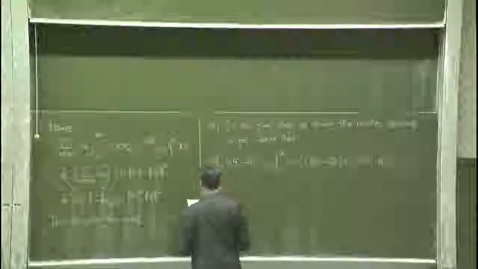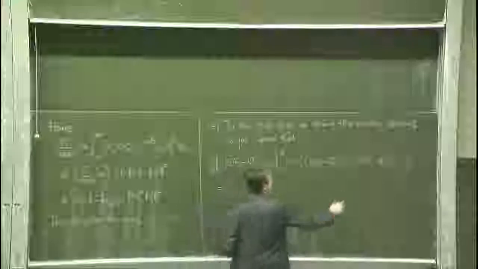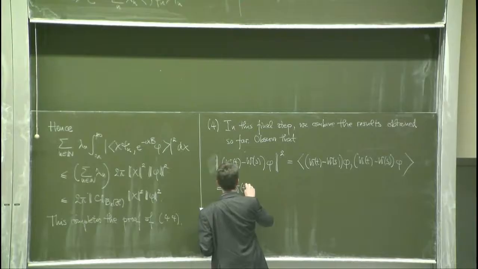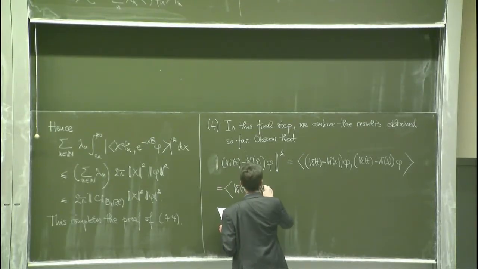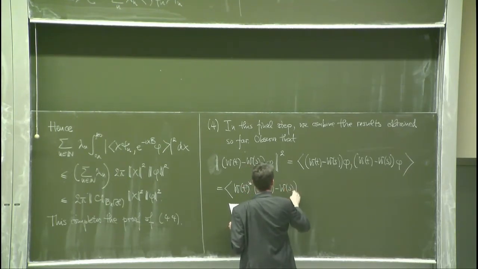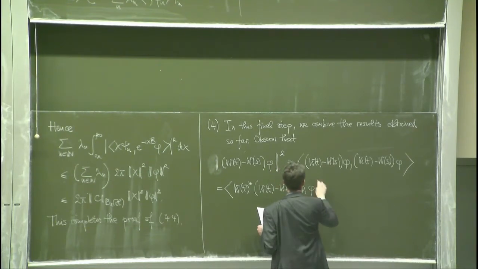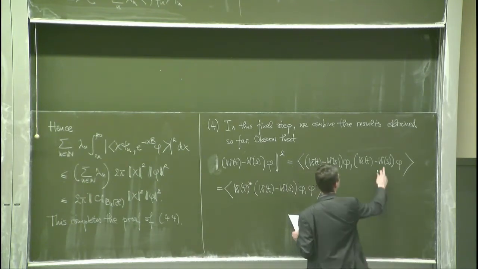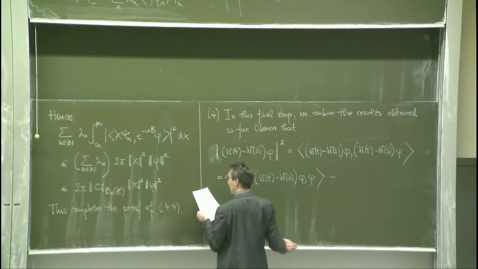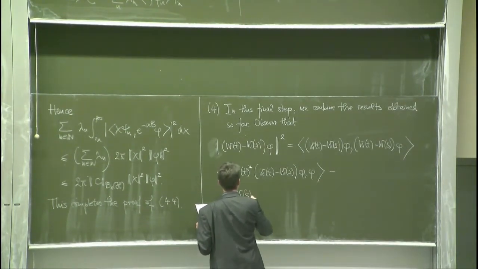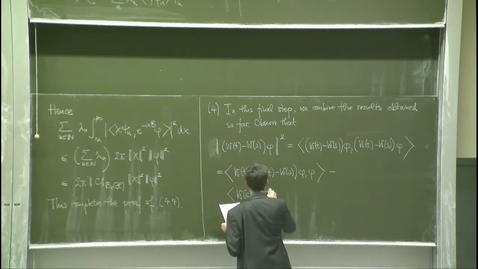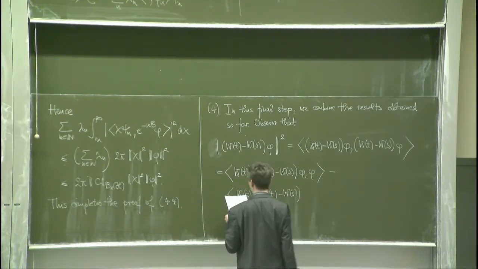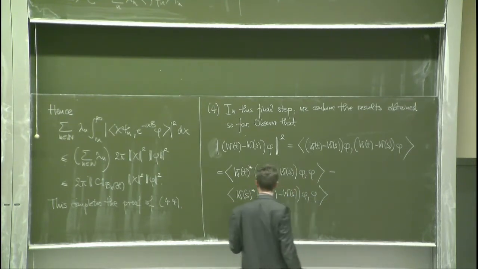And now I can rewrite this in the following form. This is nothing but the scalar product of, here I take this operator and throw it to the other side, then I obtain the adjoint, W of t star times W of t minus W of s phi times phi. This is the first summand that we have. And then minus, and here the same with the W of s. So we obtain here minus scalar product W of s star, W of t minus W of s phi in the scalar product with phi.